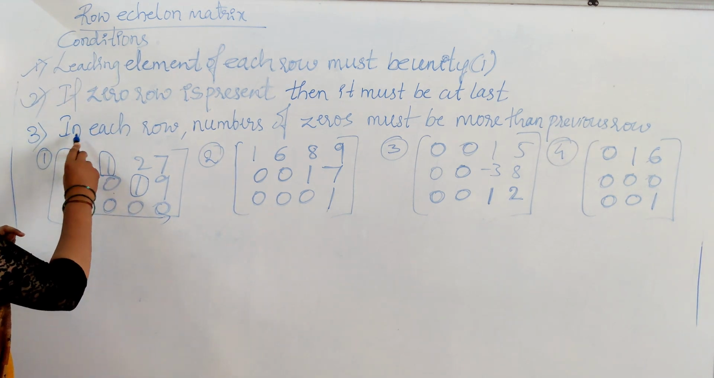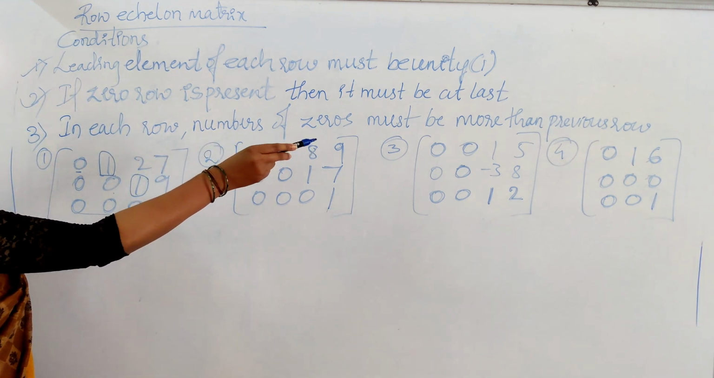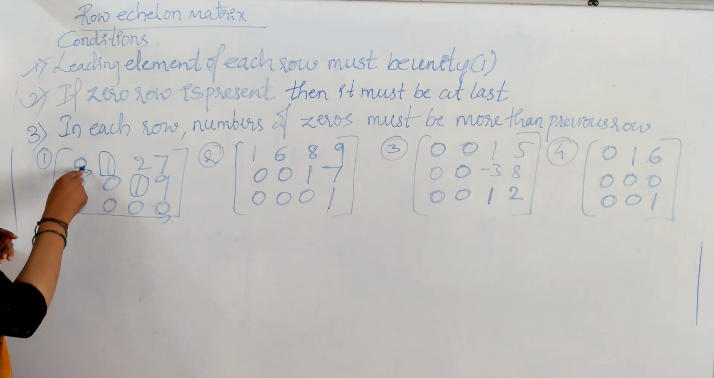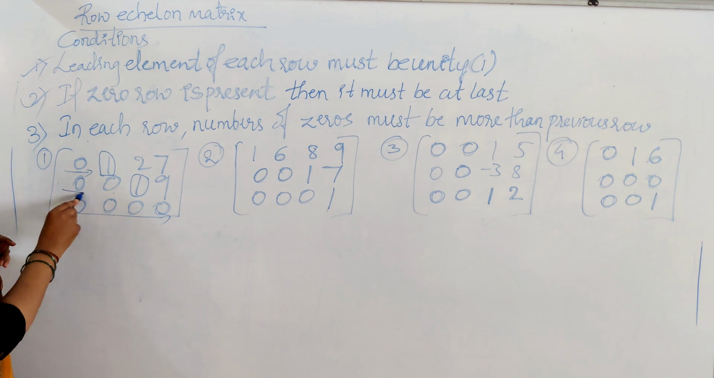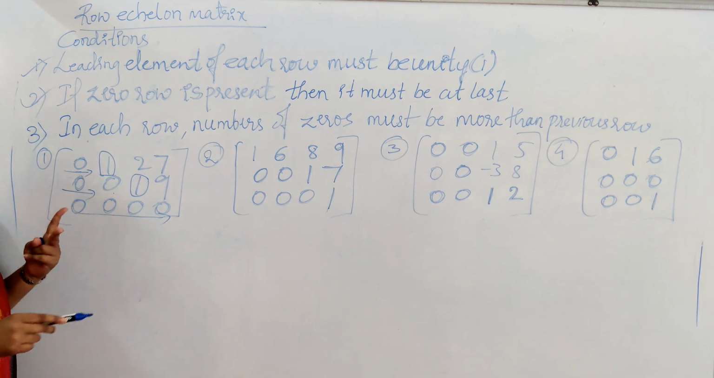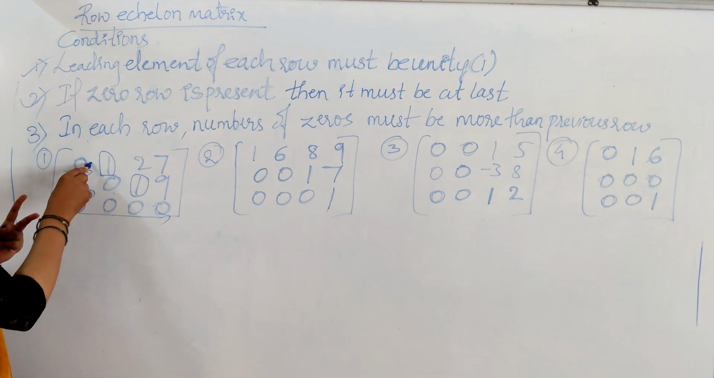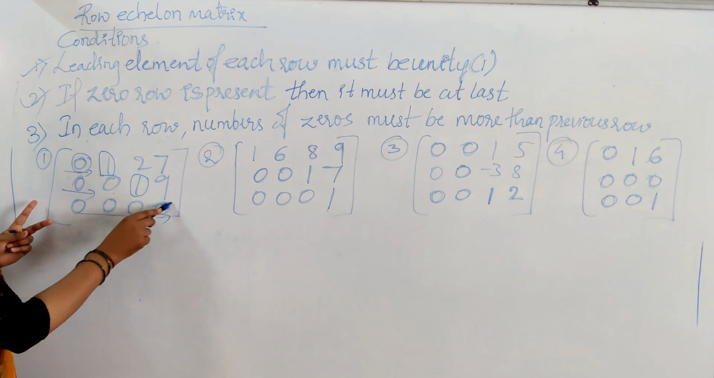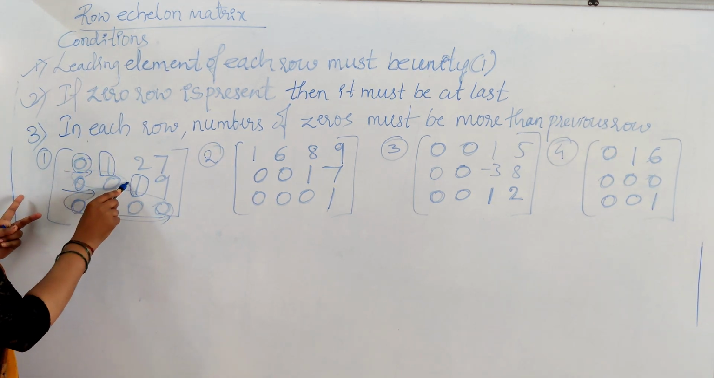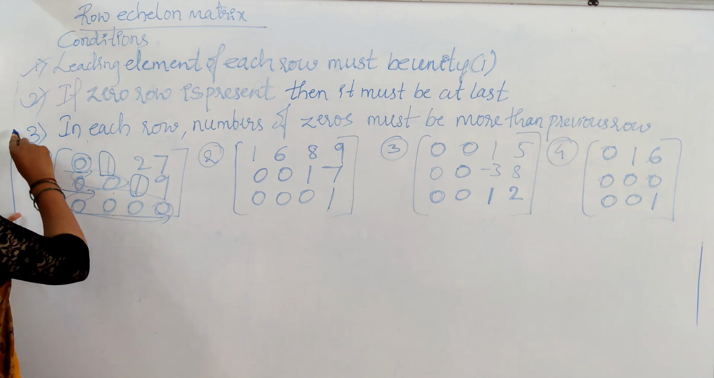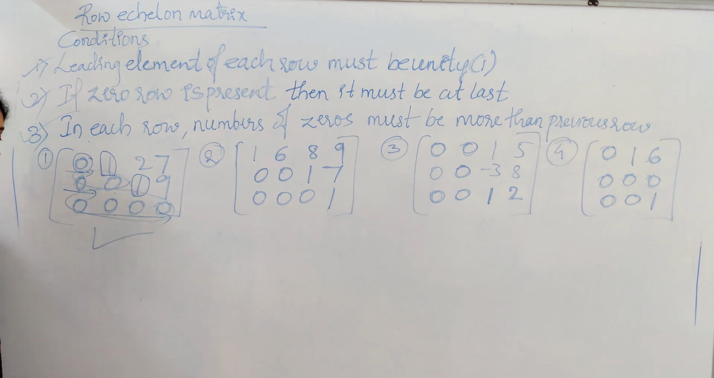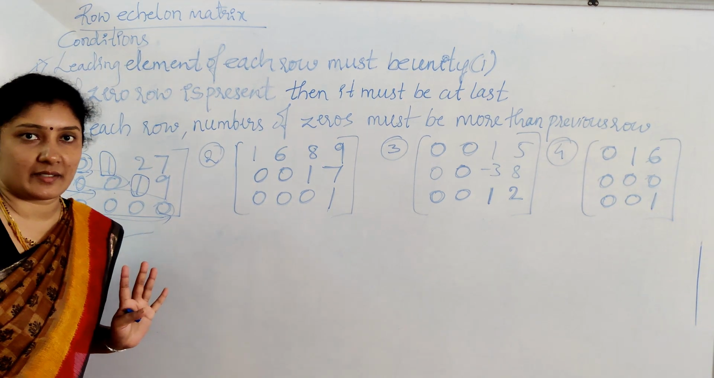Next, in each row, the number of zeros must be more than in the previous row. See here, this is the first row, so there is no previous row. Consider this row. There are 2 zeros. In the previous row, there is only 1 zero. So, more than the previous. Next, here there are 4, the previous has 2. So, more than the previous. Therefore, the third condition is also satisfied. Therefore, this is a row echelon matrix.